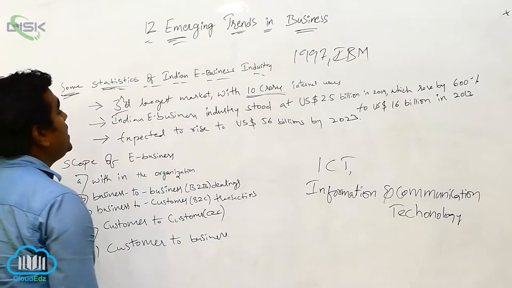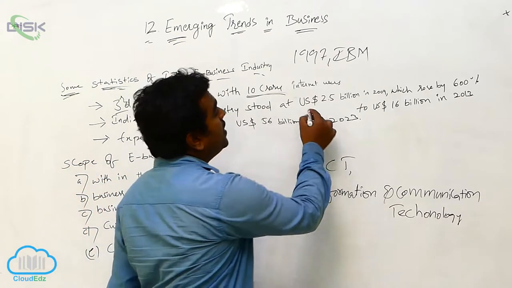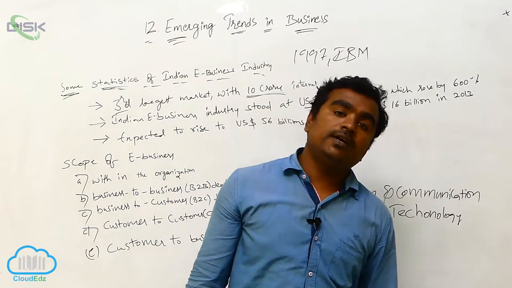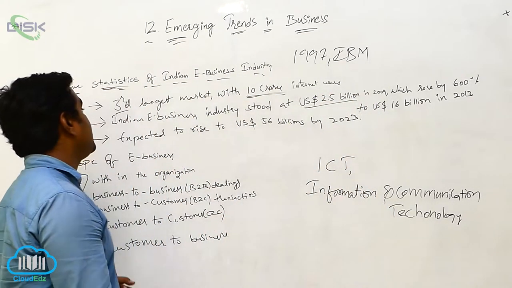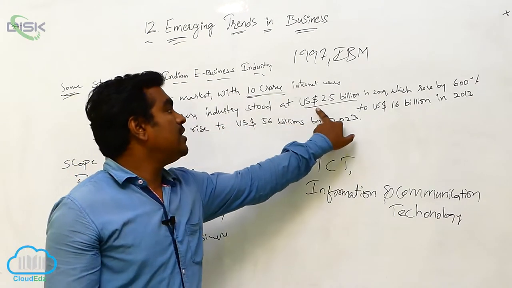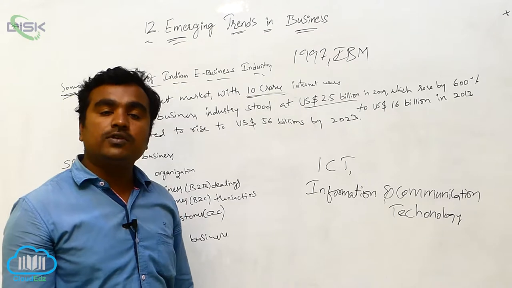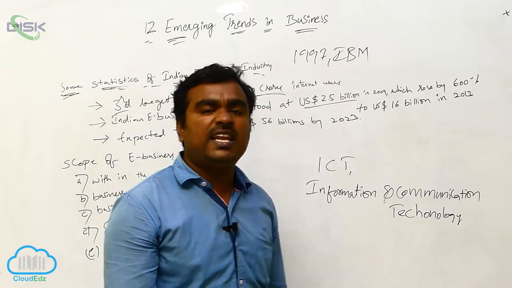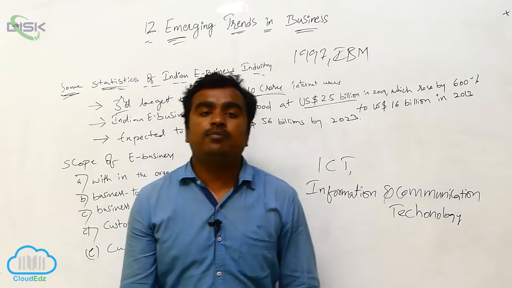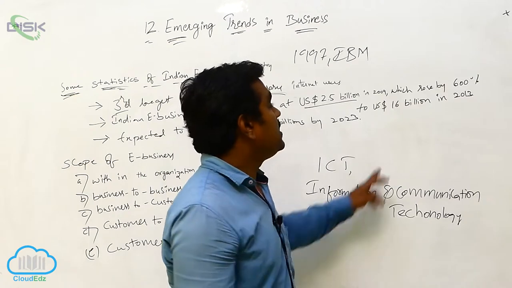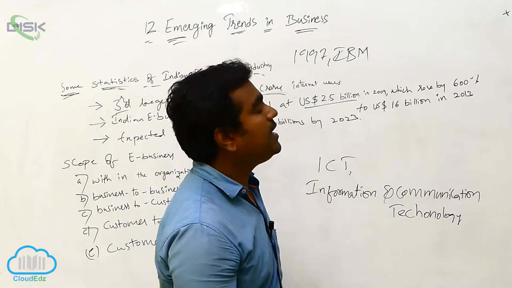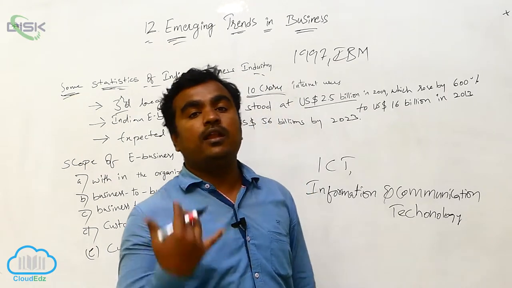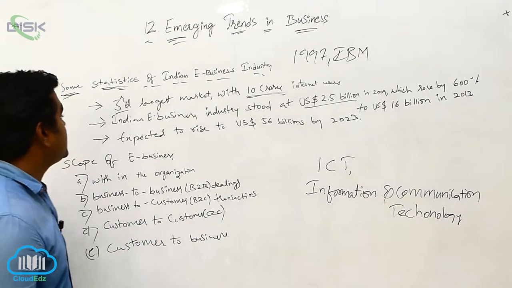And next thing, the Indian e-business industry stood at $2.5 billion in 2009. In 2009 there was a survey conducted which showed the e-business industry stood at $2.5 billion, but by 2013 it had improved drastically, more than 600%, to 16 billion. That is what the demand was like.